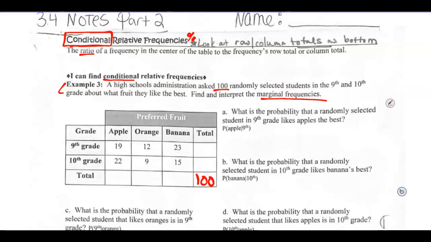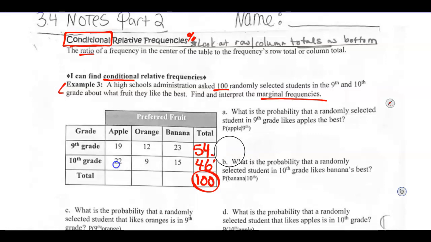So what we're going to do is, to find our total here, we just add these three numbers and we get our total. This first one is 44. Now we're going to add the 22, the 9, and the 15. That's going to get us 46. And the way I would double check myself is, I just want to make sure we know 100 people are surveyed. So add these two together and they should come up to the total of the people surveyed.